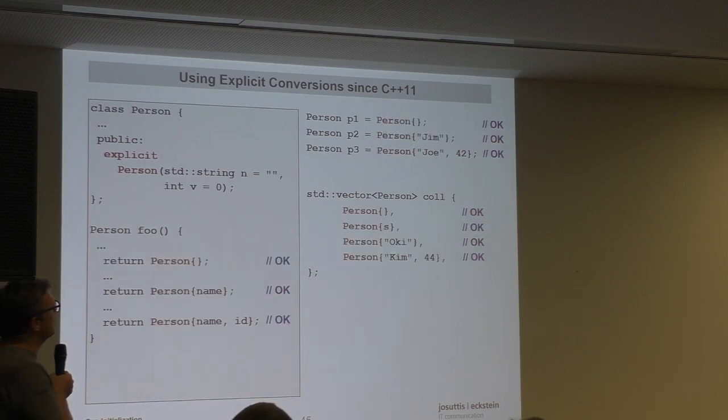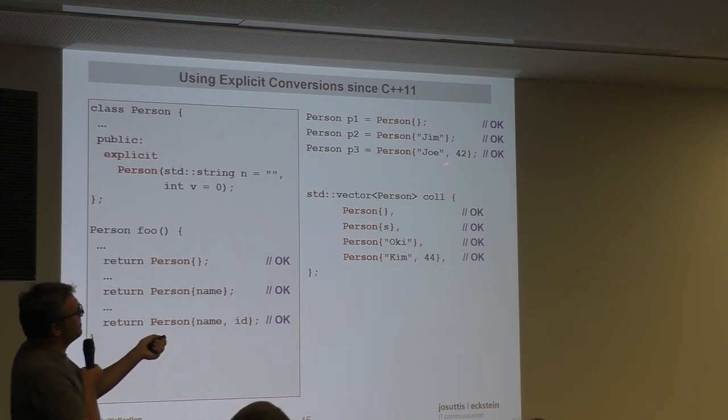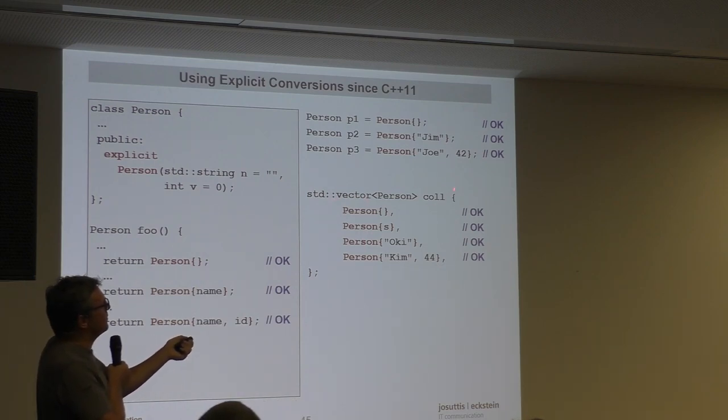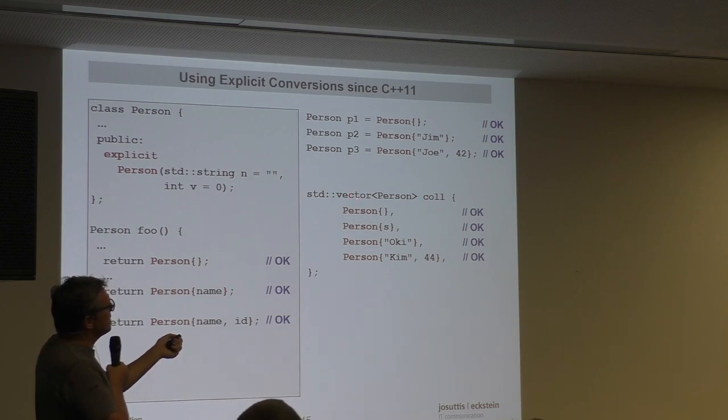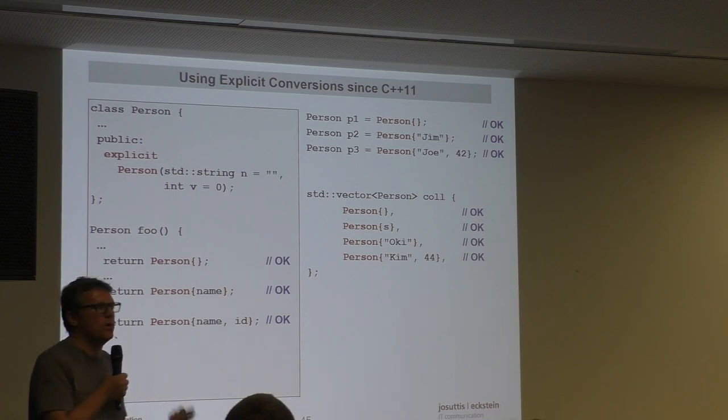So that's fine. You might say, well, now we have to use explicit conversions here. But remember, if you now initialize a vector of persons, you can't just pass something that converts to a person.